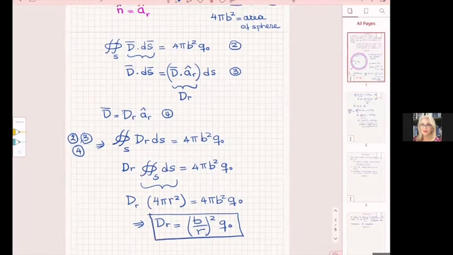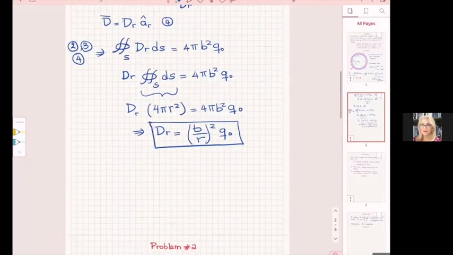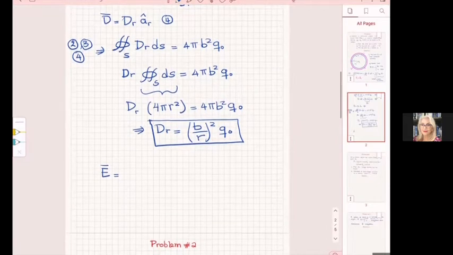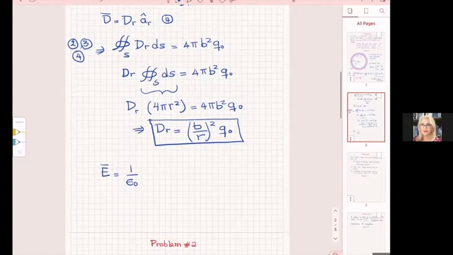And that's what it is. So then D or E, we are looking for the electric field, all right? So E will be 1 over epsilon naught b squared q naught, if you want to see, the r squared. So you can see the r dependence, all right? That's why I wrote it like that.